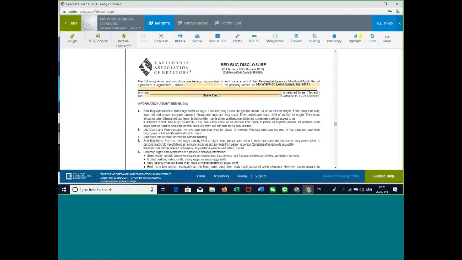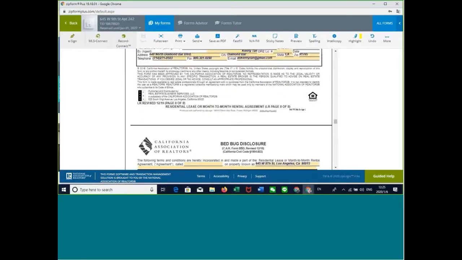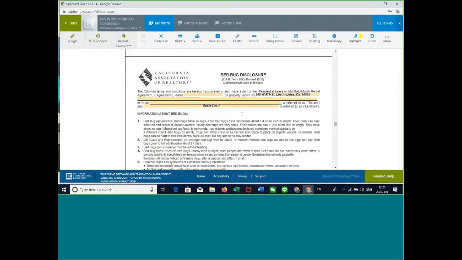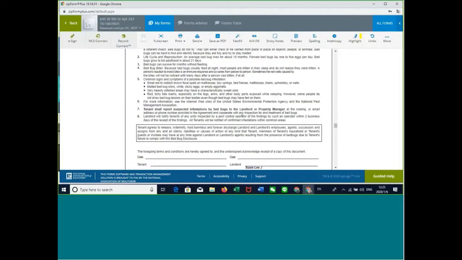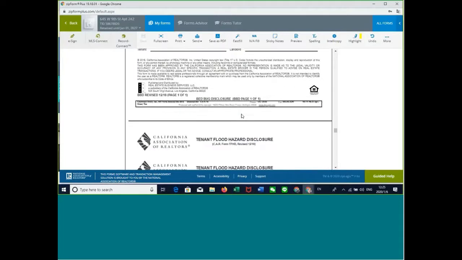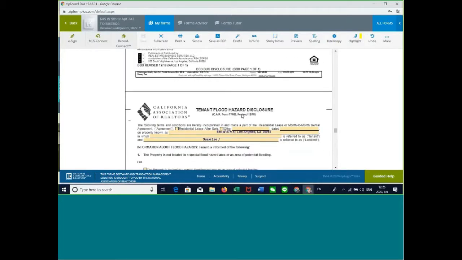See what other form. You see, now you got bed bug. Do you know why this form is automatically included? It's mandatory. Any form that is automatically included is mandatory. Okay? Bed bug disclosure. And see what other form is mandatory? Tenant flood hazard disclosure, that's also mandatory. Okay? But we're not talking about those forms today.